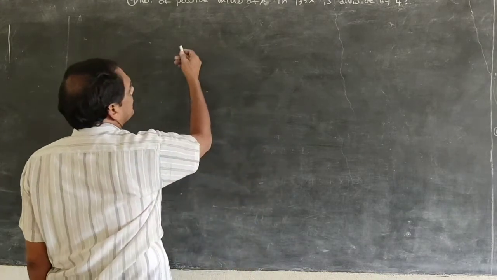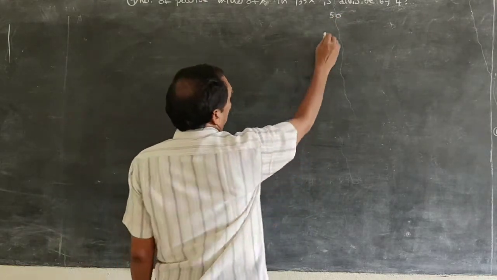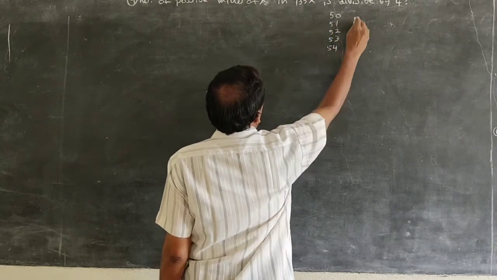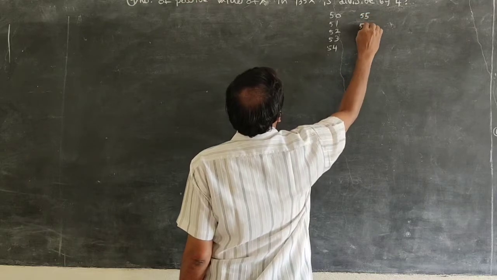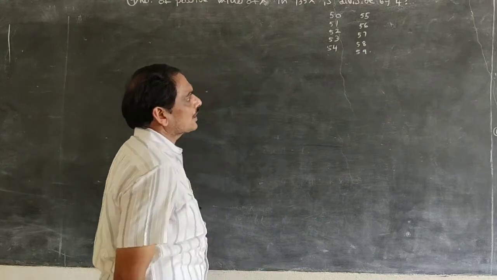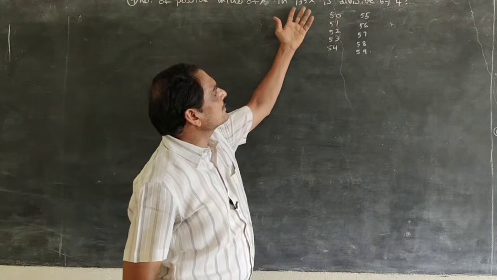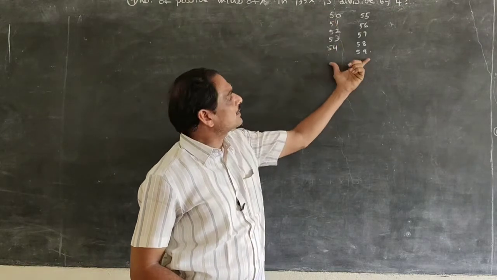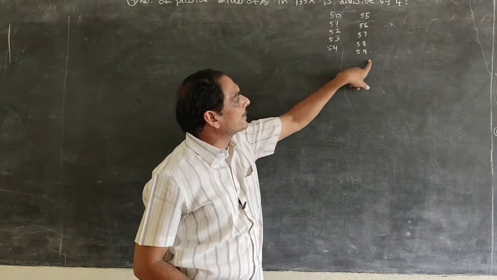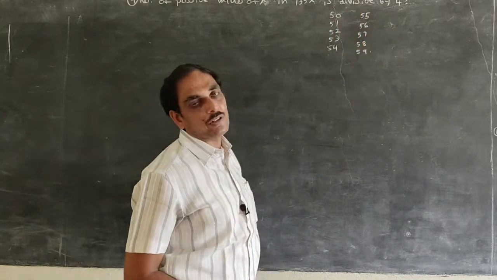So the possible values of x: we substitute x equal to 0, 1, 2, 3, 4, 5, 6, 7, 8, 9. These are the numbers. When we substitute x equal to 0 to 9, we get 2 digit numbers. Of these, which of these are divisible by 4?